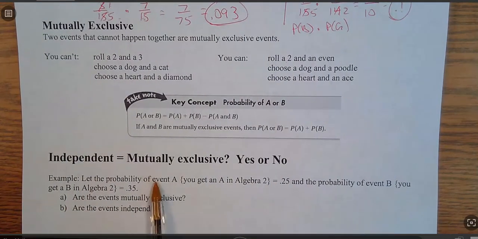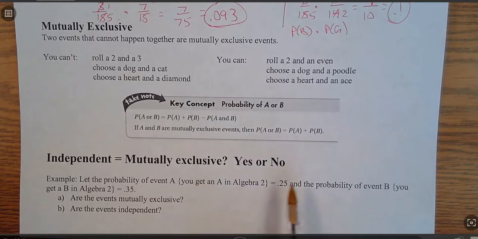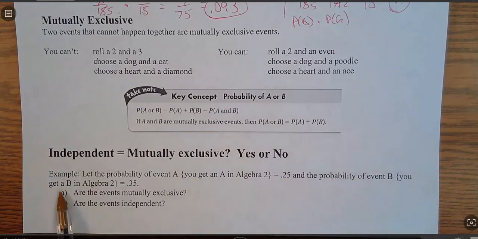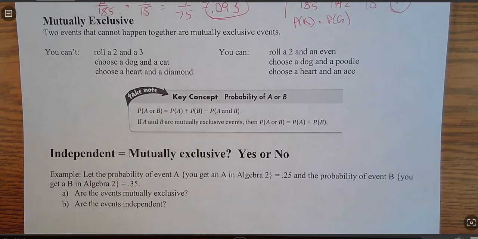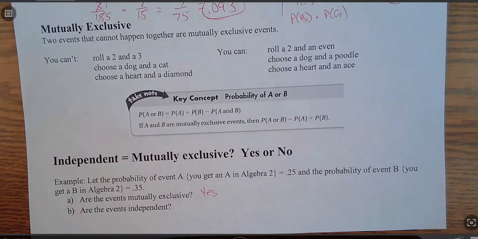So let the probability of event A, say the probability of you getting an A in algebra 2 is 0.25. The probability of you getting a B is 0.35. Are those events mutually exclusive? So can you get an A and a B at the same time? You can't. It's one or the other. So yes, they are mutually exclusive.